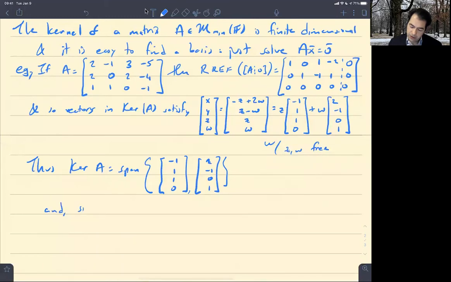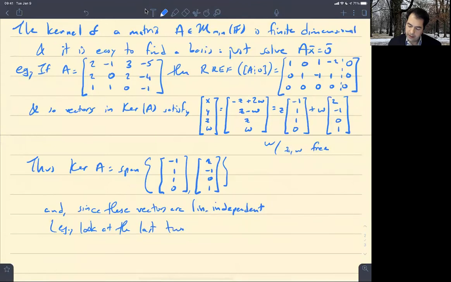And since these vectors are linearly independent, right? So how do we know that? Well, for example, look at the last two entries. Okay, so let's stare at these last two entries, right? Notice that if you look down here, you end up with like a little identity matrix, a 2 by 2 identity matrix, if you were just to focus on the last two rows of these columns.